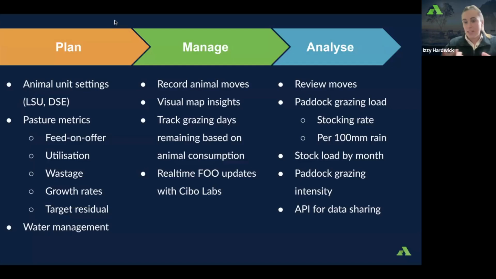And then the analyze part of it really comes into those reports, understanding your moves. What is your stocking rates looking like? What does it look like with our 100 mil of rainfall and our paddock grazing intensity? Those reports can be really, really helpful for your agronomists or people maybe who are helping you with your grazing management on farm, or just to review yourself. You can learn a lot about some of your most productive paddocks and also your least productive paddocks by recording this basic information on AgriWebb.